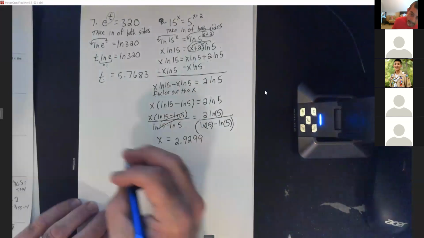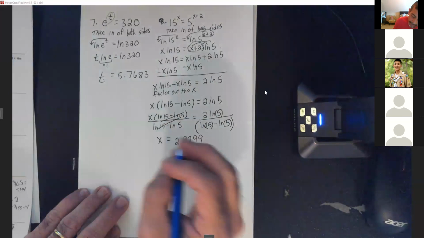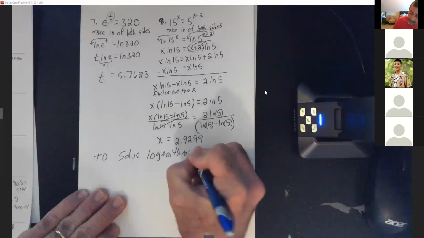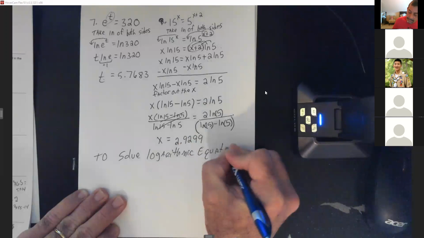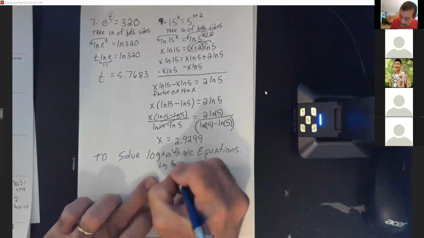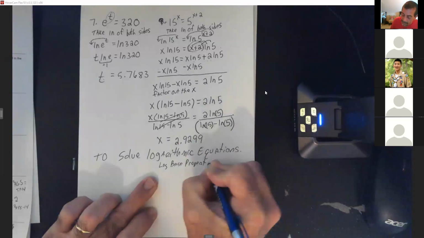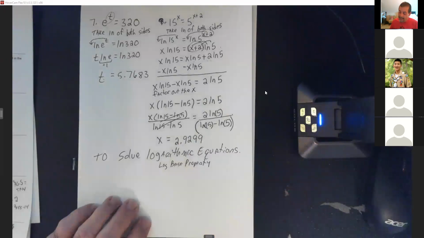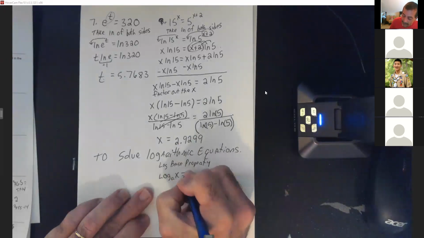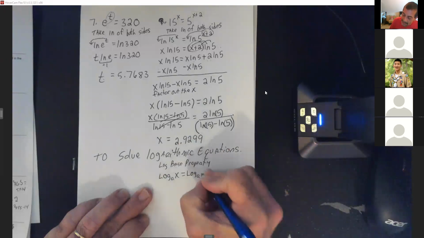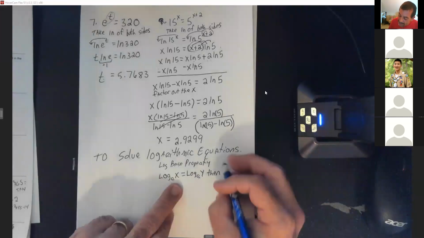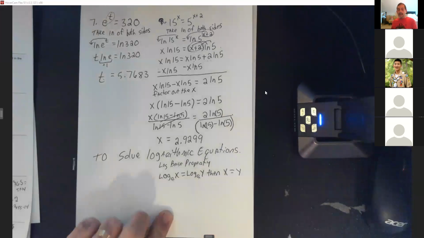All right, so now we're going to play with the logs. To solve logarithmic equations, my ultimate goal is so that I can use my log base property. This is almost like the base exponent property. If I've got log base a of x equals log base a of y, so if the logs match bases, then that means that x has to equal y.